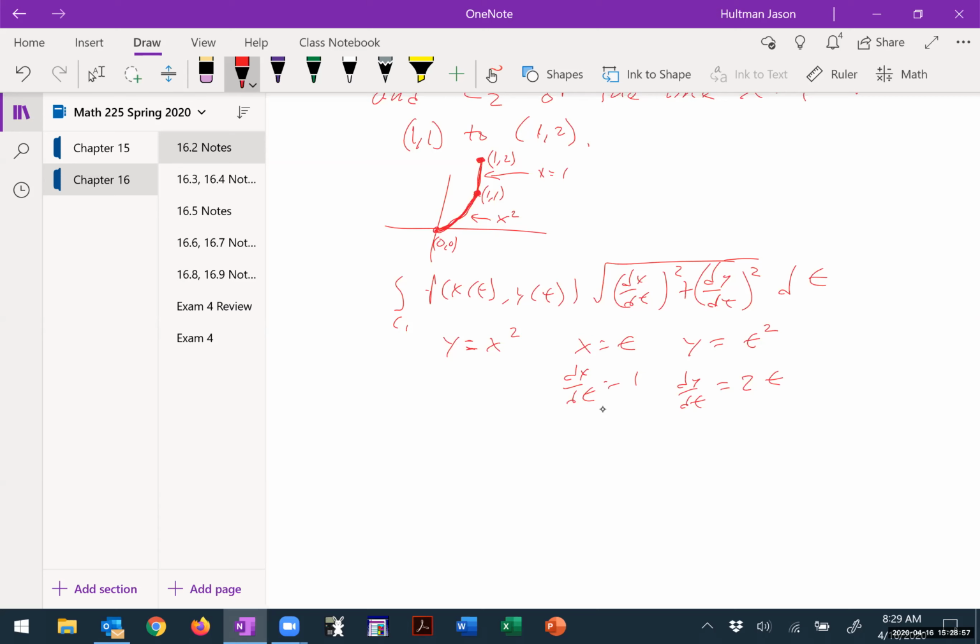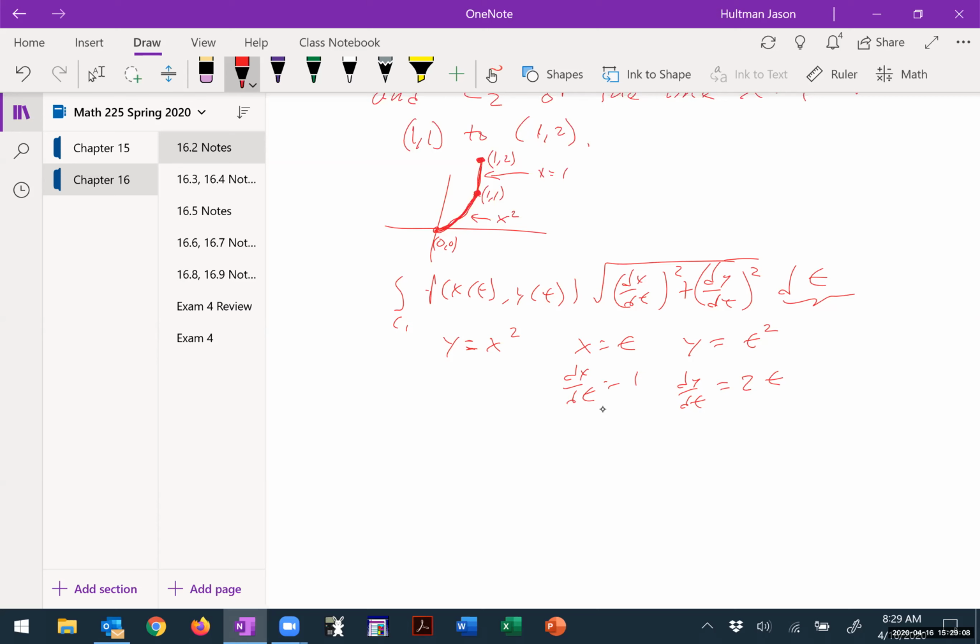What is t going from? Because we have to have a boundary on t, because we're integrating with respect to t, right? We're not integrating with respect to x. So if x went from 0 to 1 and x is t, then wouldn't t go from 0 to 1? So t is going to go from 0 to 1. Okay, cool.